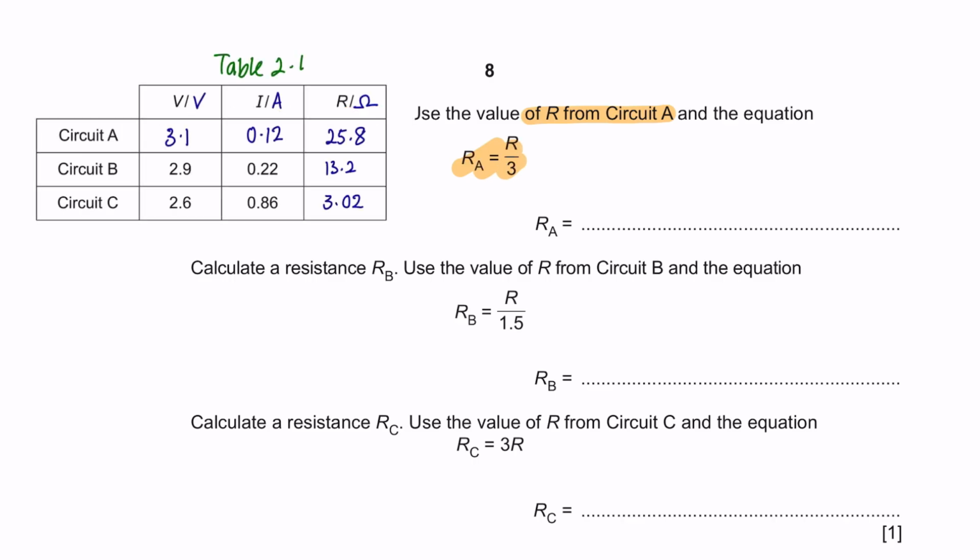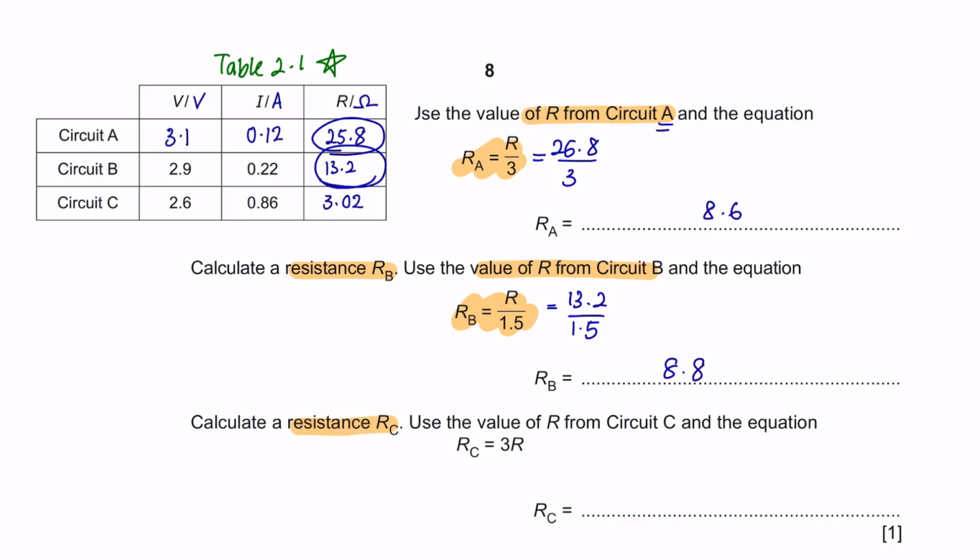Okay, I'm going to place table 2.1 over here for easier calculation. So from circuit A, the R was 25.8. This value divided by 3 will give us 8.6. And to calculate resistance B, this is the formula. The value of R from circuit B is 13.2. So RB is 8.8.